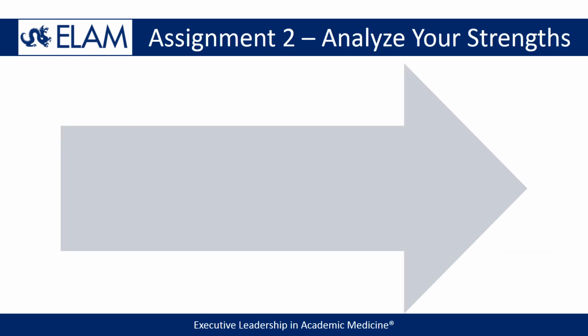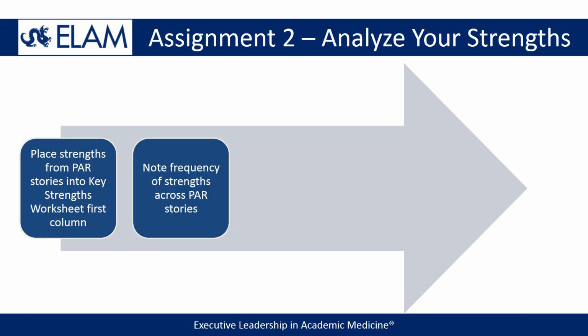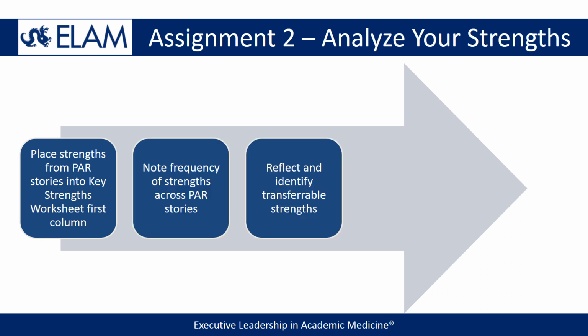And now we are at Assignment 2. Your next assignment is to take your 3 to 5 stories and the strengths that you mine and organize and analyze them just as we have done using the Key Strengths worksheet. You will take the strengths identified in your PAR stories and paste them into the knowledge, skills, and attributes column on the Key Strengths worksheet. Note their frequency if they are in multiple stories. Reflect on the strengths and note the ones that are utilized in multiple stories, that is, your transferable strengths.